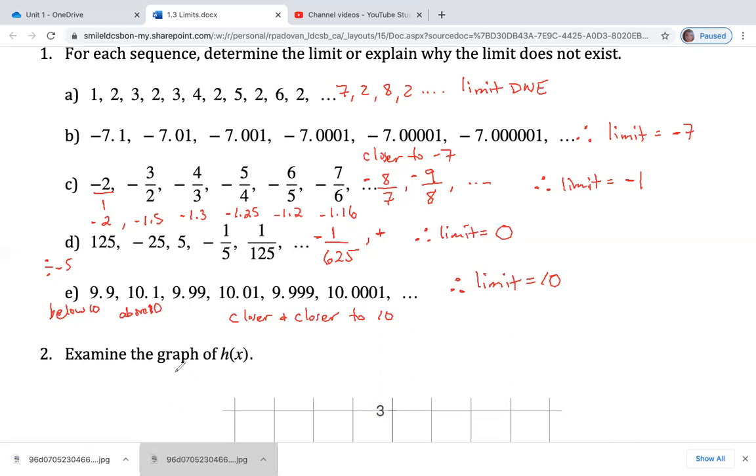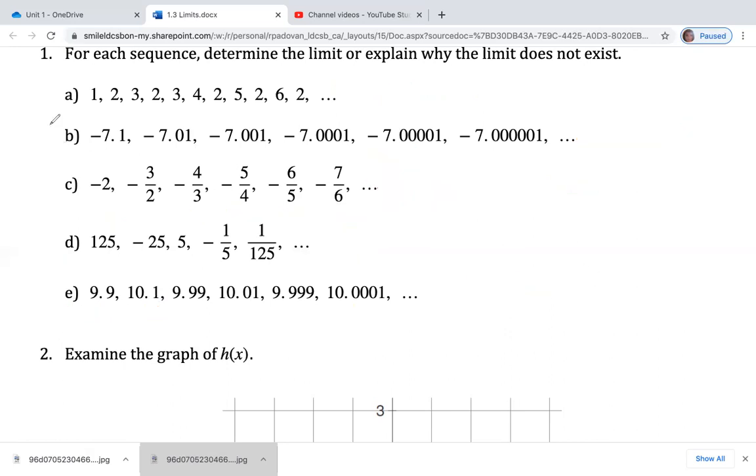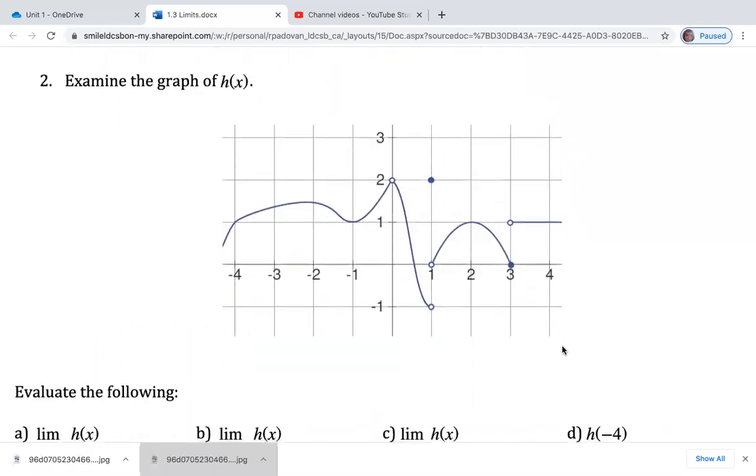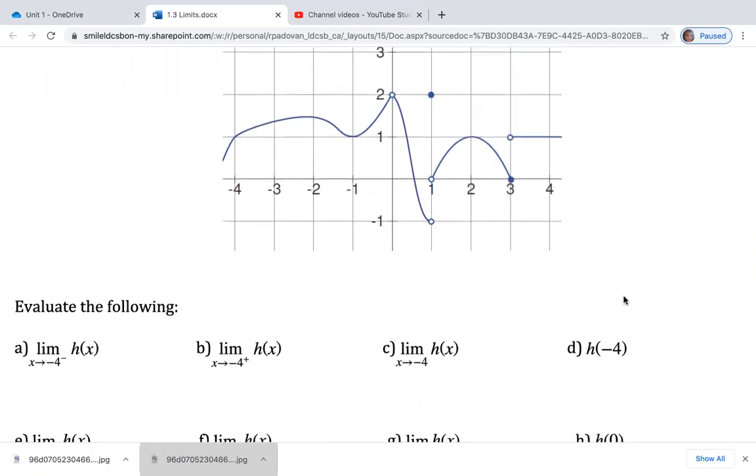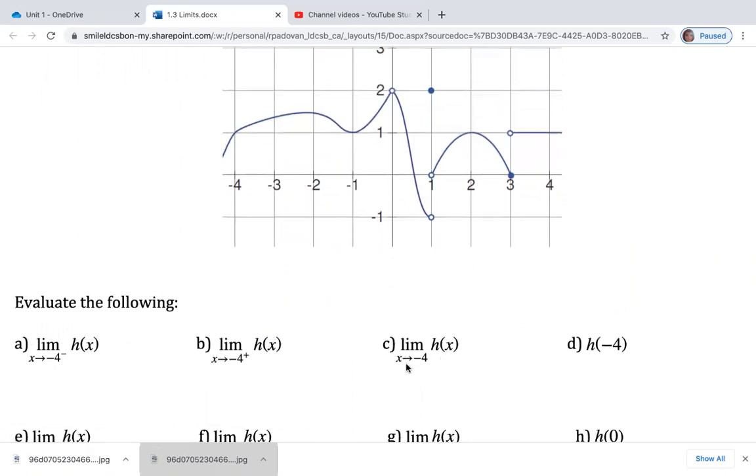Okay, what if we looked at it in graphical form again? Examine the graph of h of x. So this graph is going everywhere, right? It's curved, it's going up and down. It has closed holes and open holes. Here's a closed hole and an open hole. So I really have to be careful when I'm figuring out my limit, which direction I'm going in.